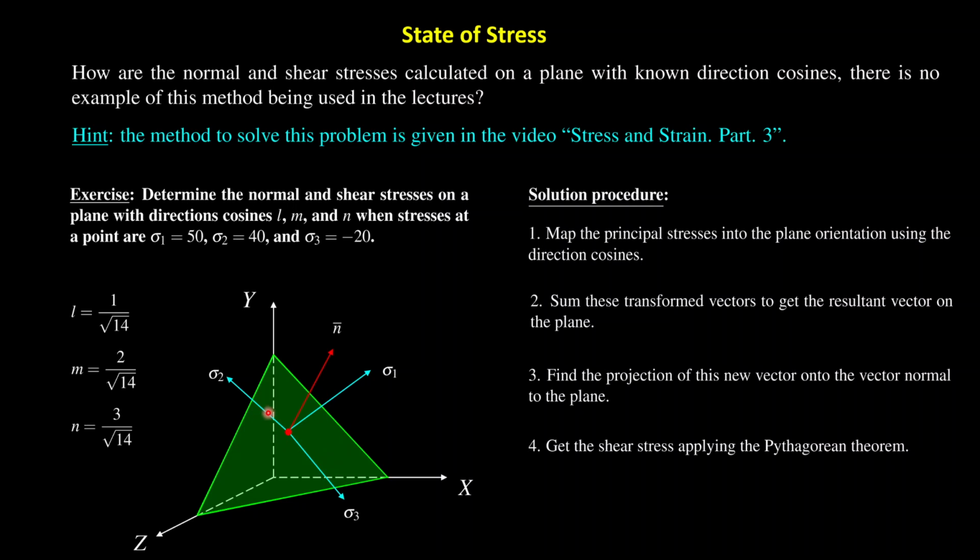After you have found the projection by using a dot scalar multiplication, you can then make use of the Pythagorean theorem to calculate the shear stress, because let's remember that the resultant stress, the normal stress, and the shear stress form a right angle, which means that we can use the Pythagorean theorem to calculate the remaining stress asked, which is the shear stress.